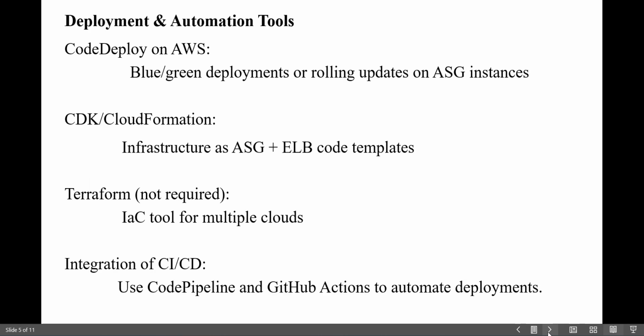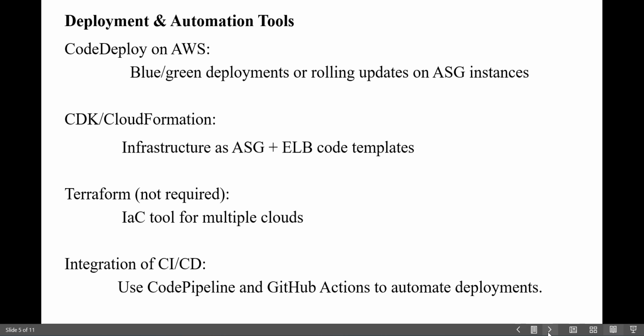Deployment automation tools. CodeDeploy on AWS, blue green deployment or rolling updates on ASG instances. CDK and CloudFormation for ASG and ELB infrastructure as code templates. Terraform is not required, but it is an IaC tool for multiple clouds. For CI/CD integration, use CodePipeline and GitHub Actions for automatic deployment. AWS offers a rich DevOps toolset.